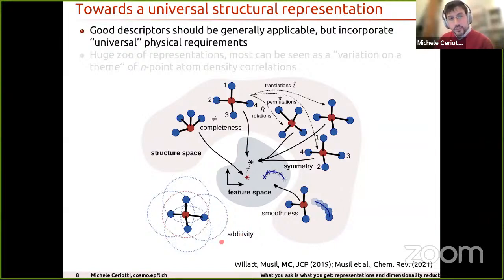And something which is also very, very useful in terms of getting models that are transferable is to construct the descriptors for your macroscopic object, your molecule, your crystal, as a collection of descriptors of atom-centered environments. And this is what I'm calling the assumption of additivity or locality.